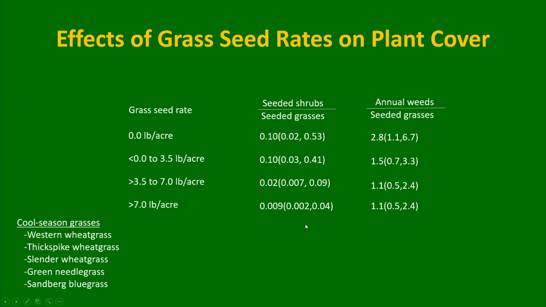There is one unit of shrub cover for every 10 units of seeded grass cover when you seed zero of these aggressive grasses. It's still the case that you have one unit per 10 if you get into this low rate range, but if you get above that range with these aggressive grasses, then the shrubs tank. Okay, so this is the first thing I did.